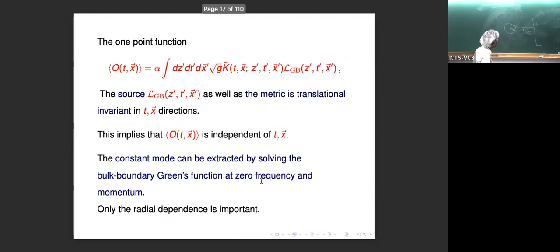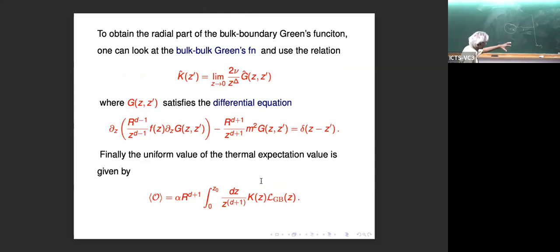Again, go back. The metric is translationally invariant in t and x. In fact, going through a careful analysis, you can convince yourself this is also independent of t and x. The constant mode can be extracted by solving the bulk-boundary Green's function at zero frequency and zero momentum. So only the radial dependence is important. You solve the bulk Green's function and just use this rule to extract out the bulk-boundary Green's function.